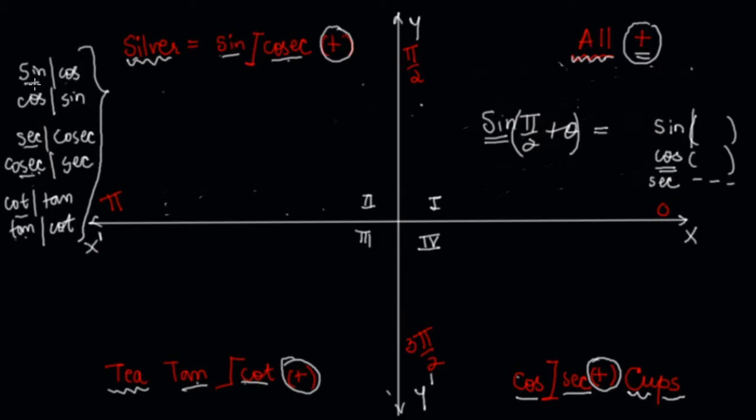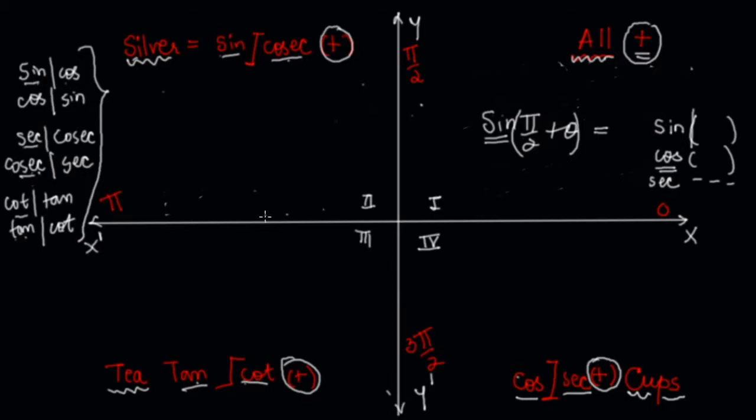So the possible conversion of sine across pi by 2 plus theta, pi by 2 minus theta, pi plus theta, pi minus theta, 3 pi by 2 plus theta, 3 pi by 2 minus theta, 2 pi plus theta, and 2 pi minus theta will always be either sine remains as sine and cos remains as cos. The same logic applies to sec.